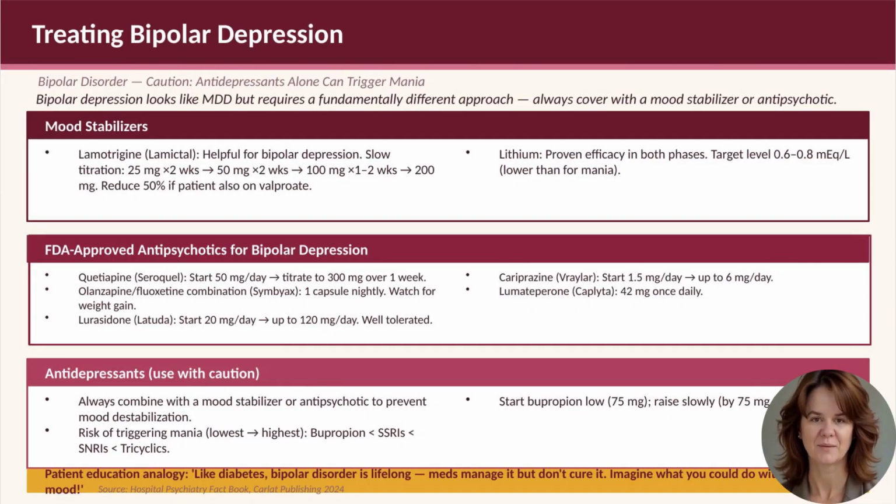Now we shift into bipolar depression, which requires a fundamentally different treatment approach than mania because antidepressant monotherapy can destabilize mood and precipitate mania or rapid cycling if bipolar disorder is not recognized. First-line treatment should prioritize FDA-approved agents for bipolar depression, including quetiapine, lurasidone, cariprazine, lumateperone, and the olanzapine-fluoxetine combination, all of which have demonstrated efficacy without significantly increasing the risk of mood switching.